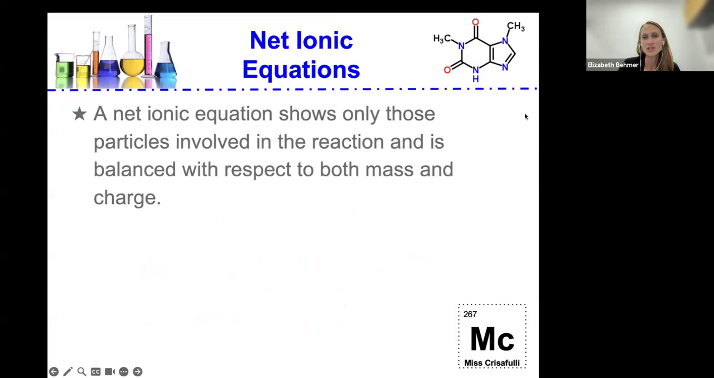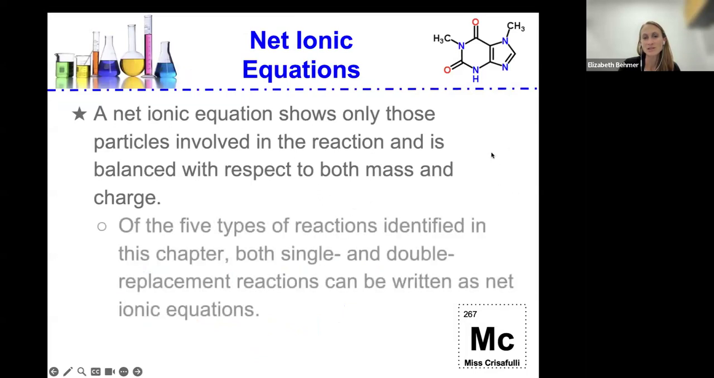And that ionic equation shows only those particles involved in the reaction and will be balanced with respect to both mass and charge. And of the 5 types of reactions identified in this chapter, both single and double replacement reactions can be written as net ionic equations.